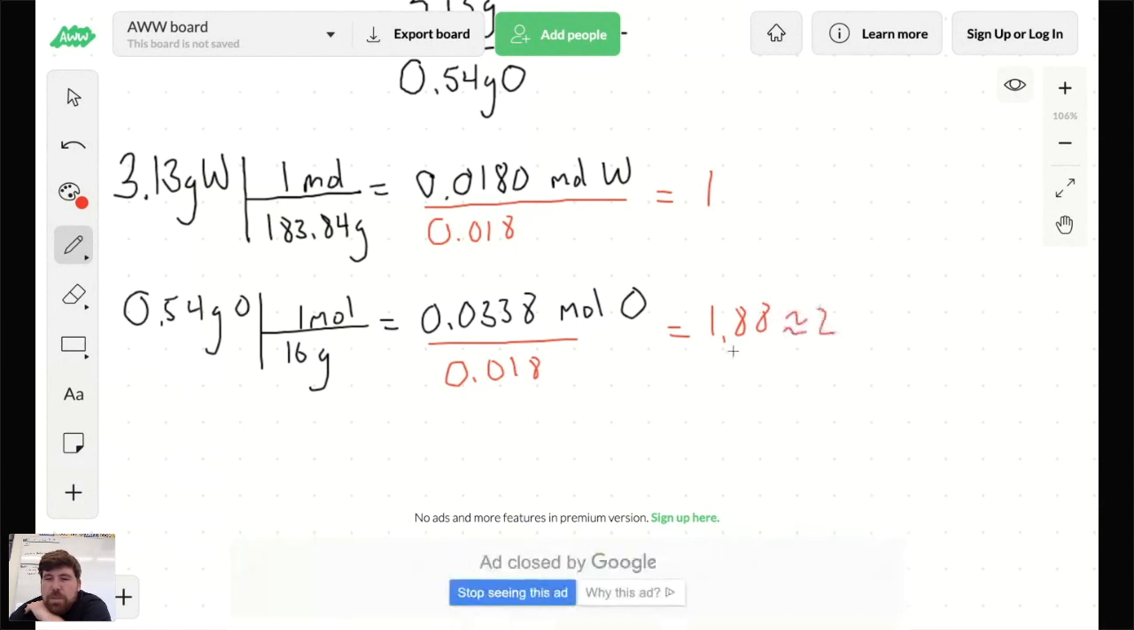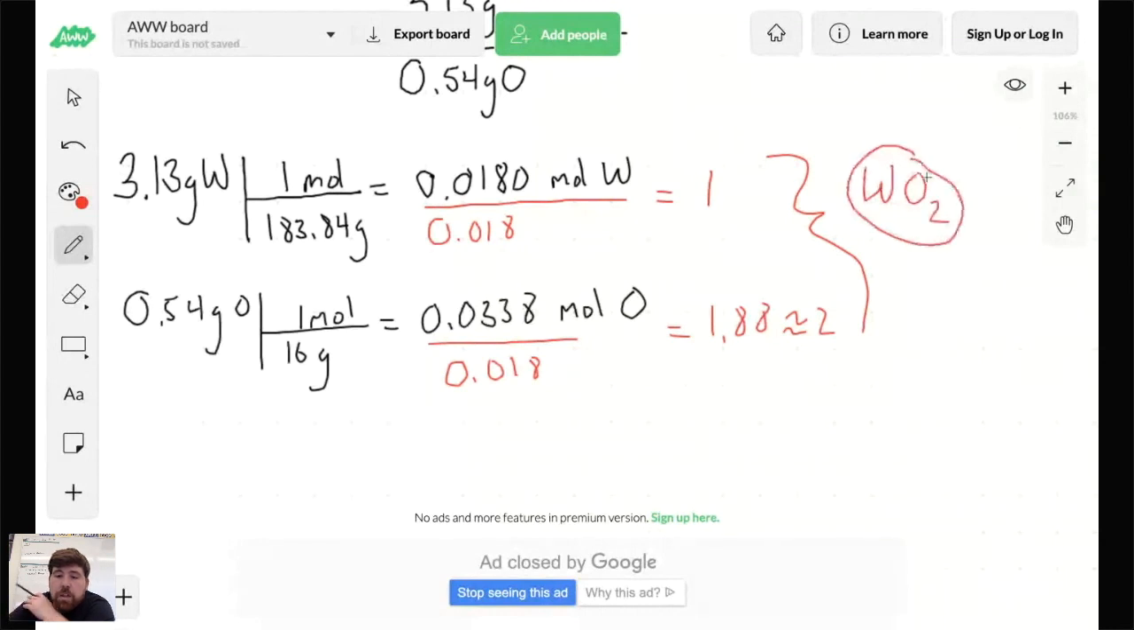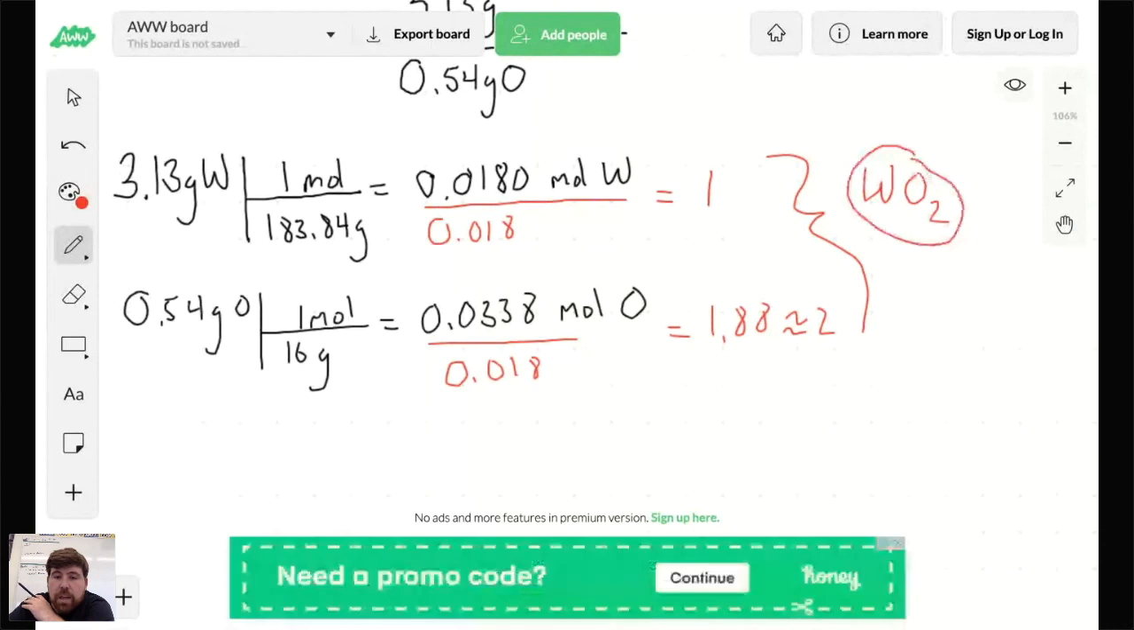You really only want to be looking for repeating sixes or the 0.5. When you get either of those, you multiply by 3 or 2 respectively to get that whole number. So what this essentially found for us is that the tungsten and oxygen compound is WO2. And this is essentially the empirical formula of the substance that we're looking at. Awesome.